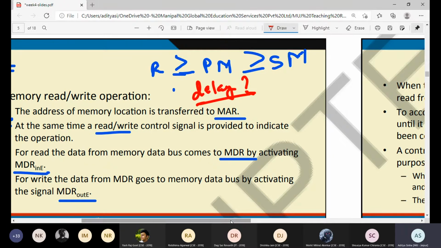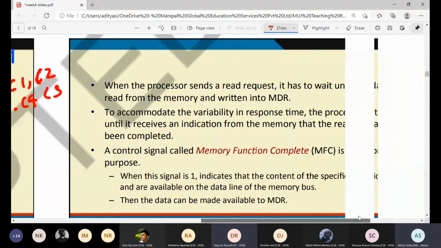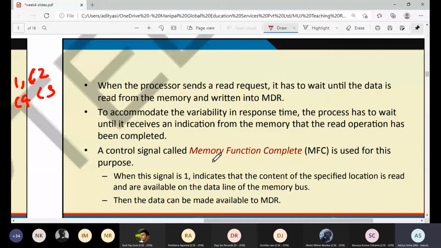When we are implementing these logics, at a certain clock T1 you should have certain control signals high, say C1 and C2 high. Then at T2, you should have C4 and C3 high. So should you also include the logic of delay in these executions? Will it make more sense? Yes, sir. Okay, so for that we have a control signal called memory function complete.